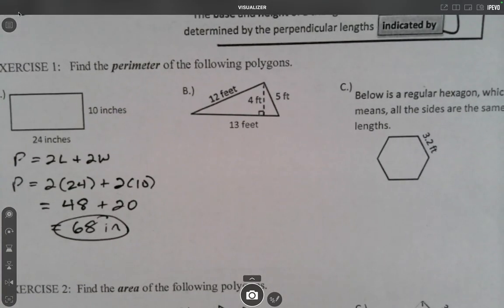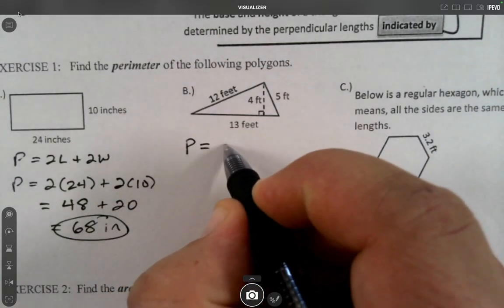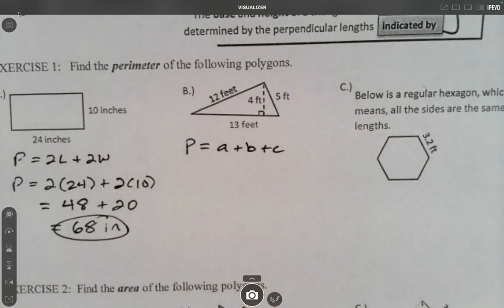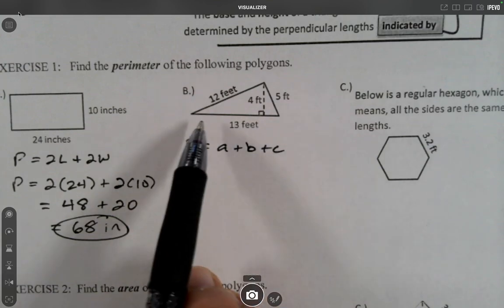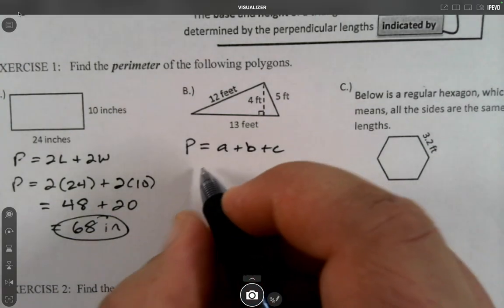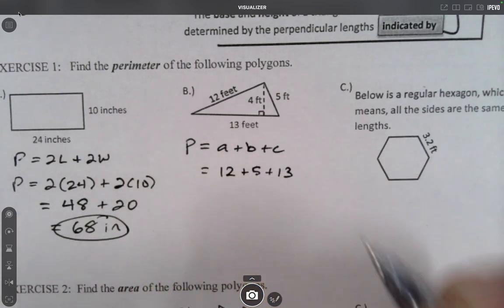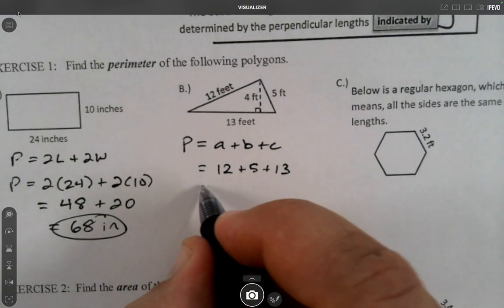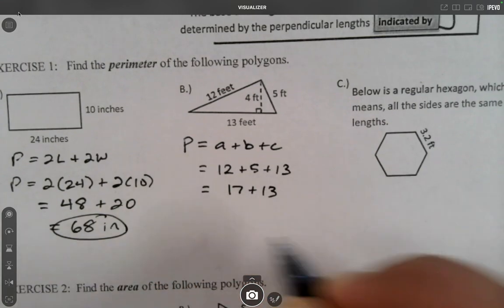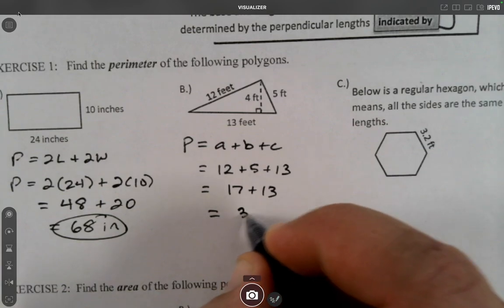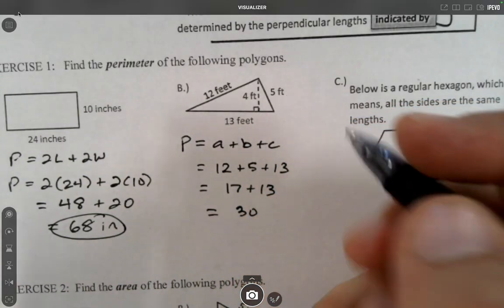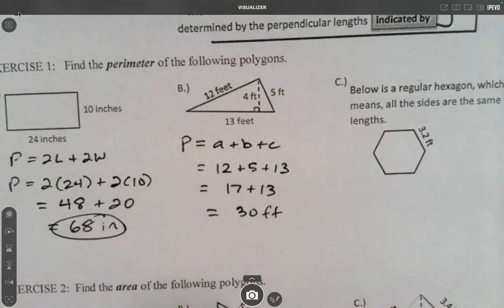Okay, for the triangle, we need to add all of the sides. So the perimeter is A plus B plus C. And again, it doesn't matter which one you call A, B, or C. But I will tend to call the longest side the C, but it doesn't really matter. So we'll just add 12 plus 5 plus 13. 5 plus 12 is 17. And 17 plus 13 is 30. And it's in feet, so it'll be 30 feet.